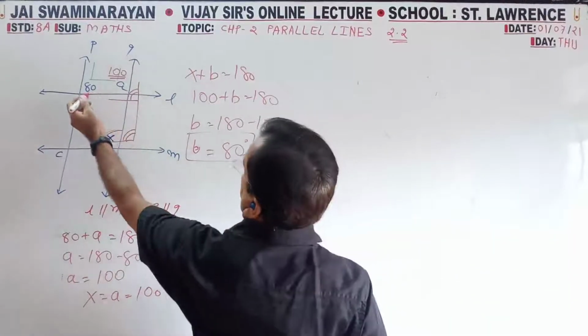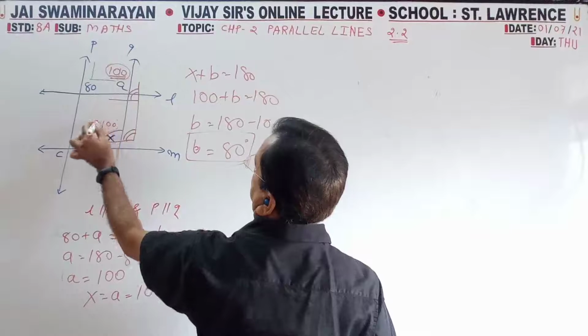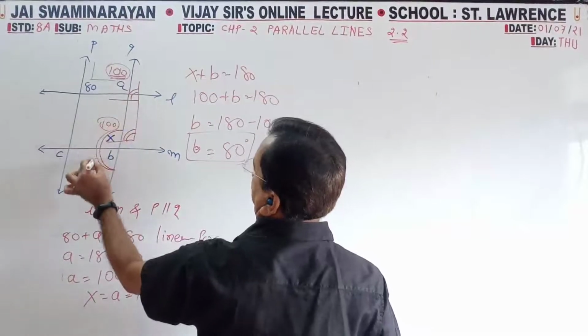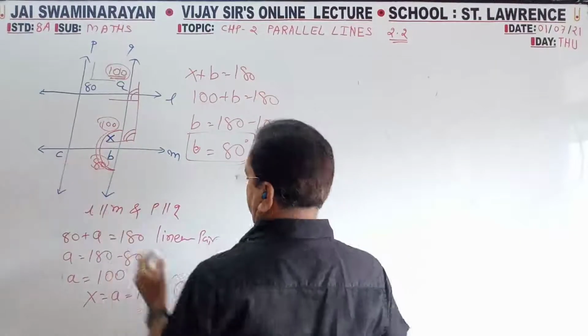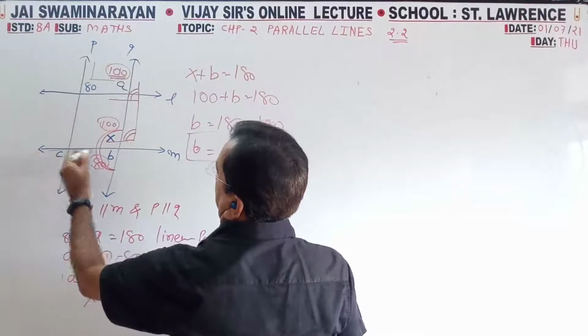So this is 80, this is 100. This is 100, this is 100. This is F. This is linear, so 80. Now again you can see this is F.